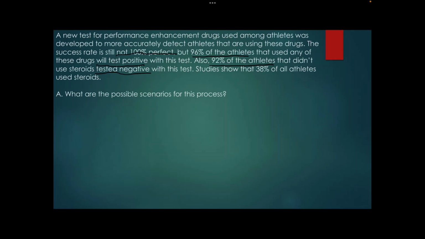So, what are the possible scenarios for this process? First, we know that there are two ways to get a result on a test: using steroids and did not use steroids. And from these, you can have two different outcomes: tested positive and tested negative. However, we know that the test can also fail, which means that there are two other scenarios for this process: use steroids and tested negative, and did not use steroids and tested positive.